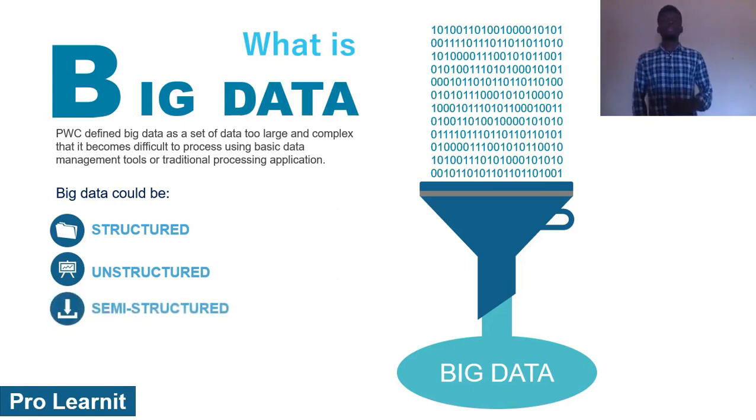Semi-structured data is another type of data. Data that carry meta tags are called semi-structured data. So when you see meta tags or descriptions on data, we call them semi-structured data.